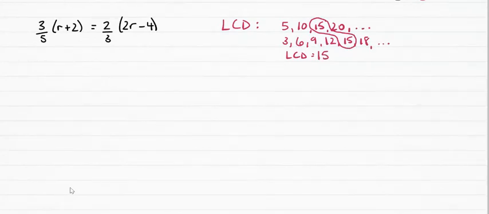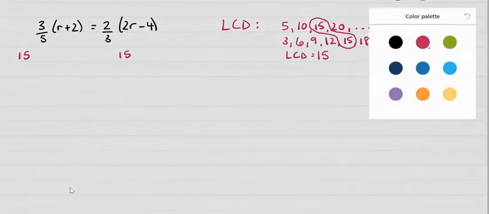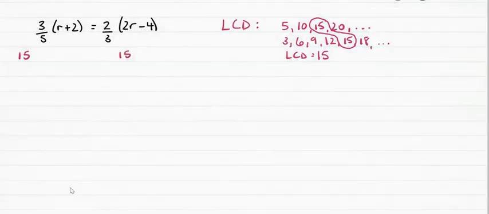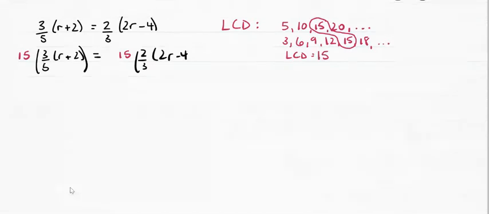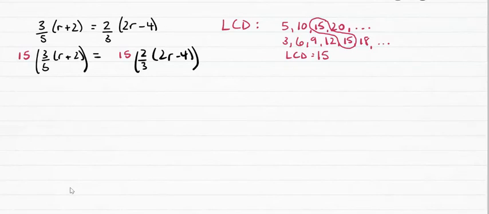So what we want to do is multiply both sides of this equation by the number 15. So I'm going to multiply by 15 on the left-hand side and multiply by 15 on the right-hand side. Everything else about the equation I'm going to write out exactly as it was. Okay, so I've now multiplied by 15 on both the left and the right-hand side of the equation.